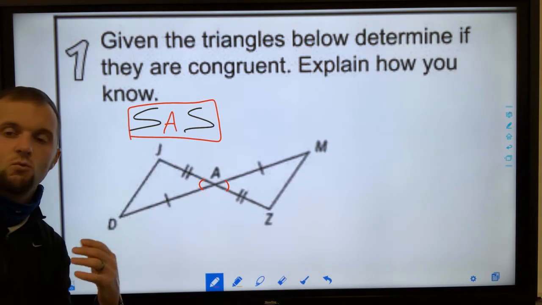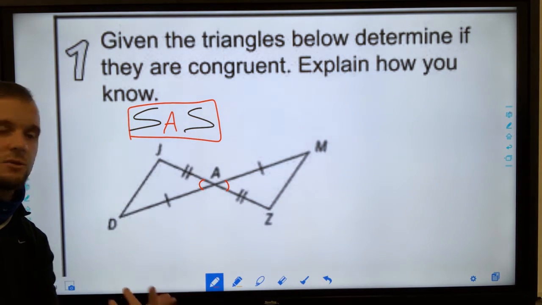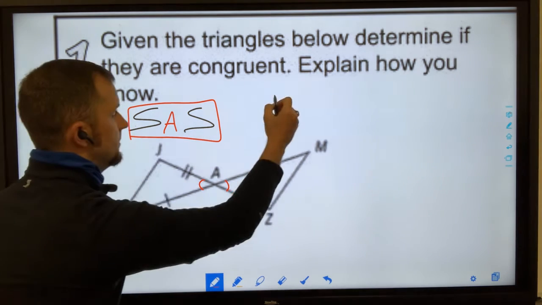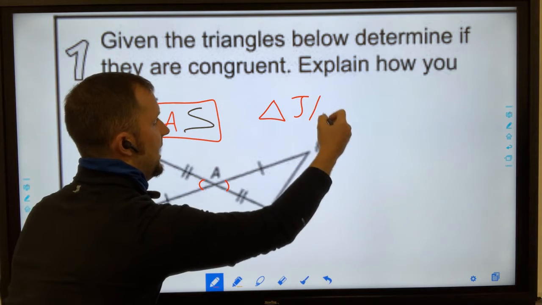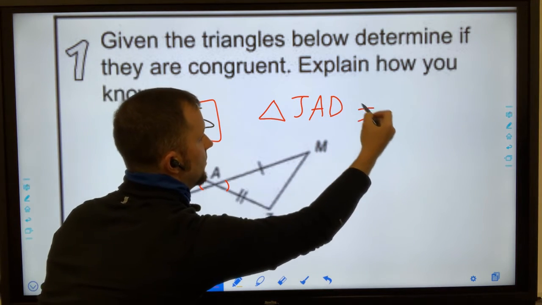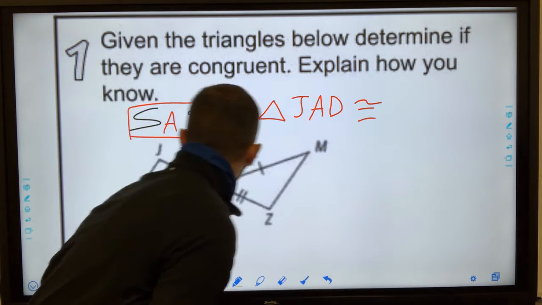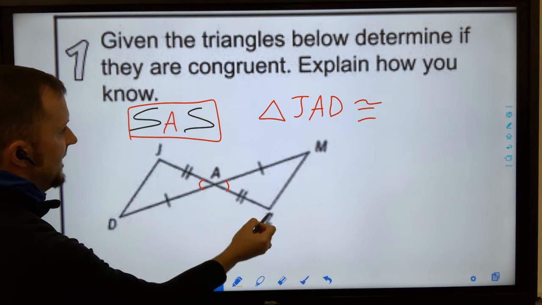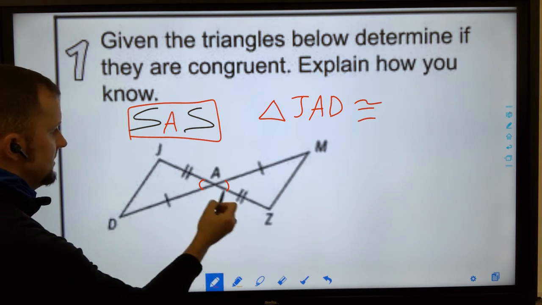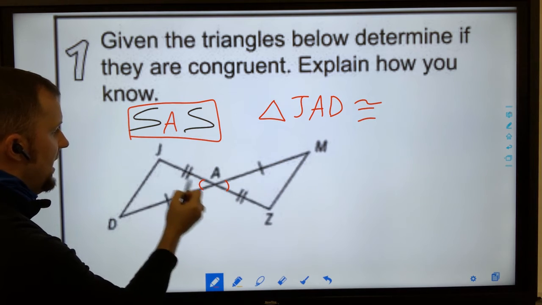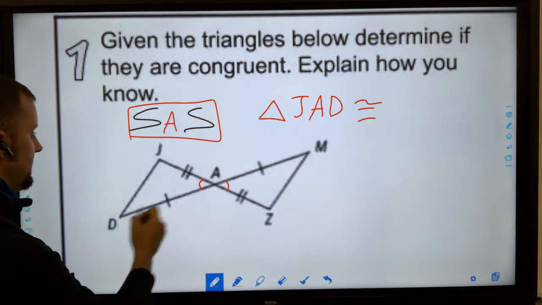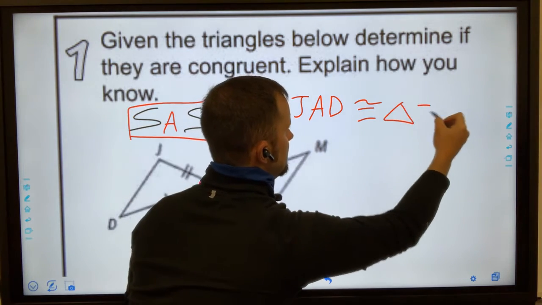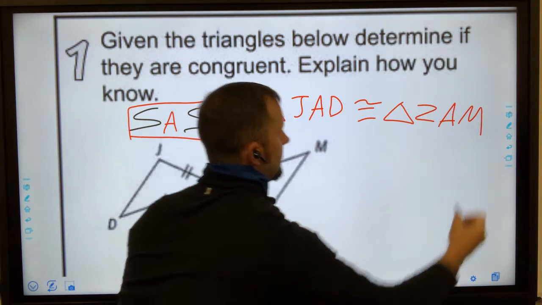And I could actually write a congruent statement by using these two, okay? So it looks like I have triangle JAD. So triangle JAD is going to be congruent to, and it looks like here that my two here, JAD here. So it looks like ZAM, because Z and A would match up with J and A, and then A and M would match up with A and D, okay? So ZAM. So triangle ZAM, okay?